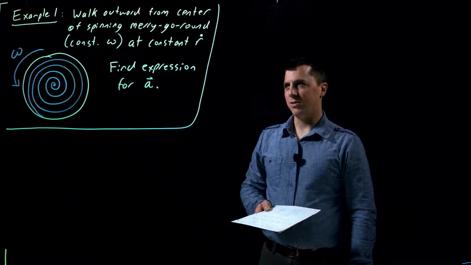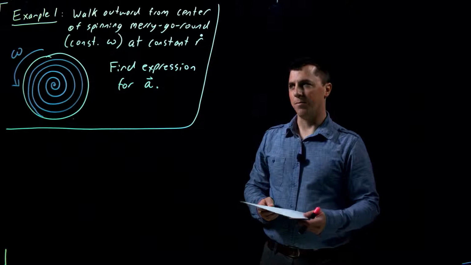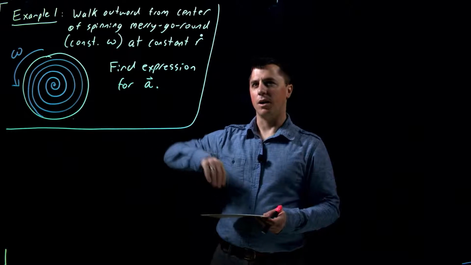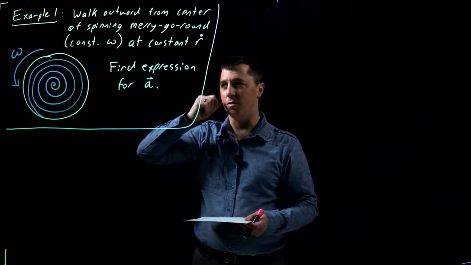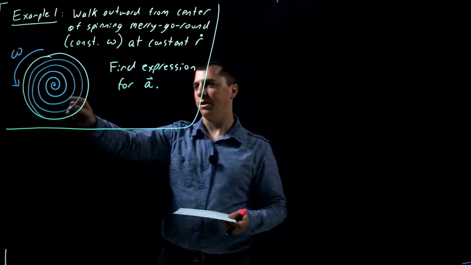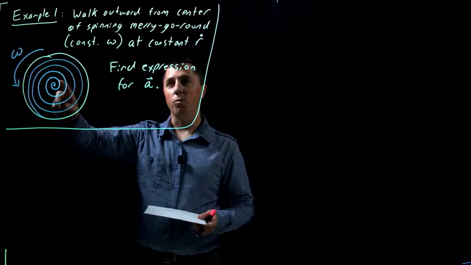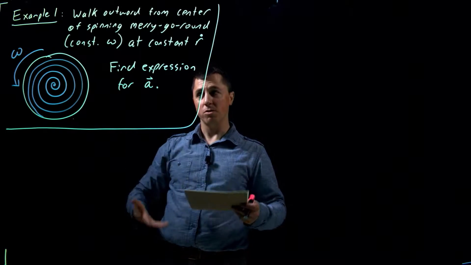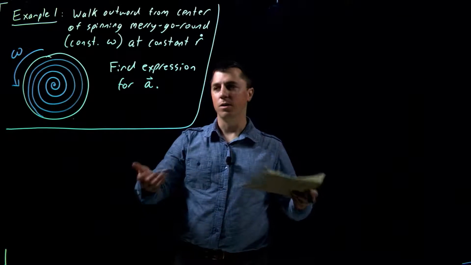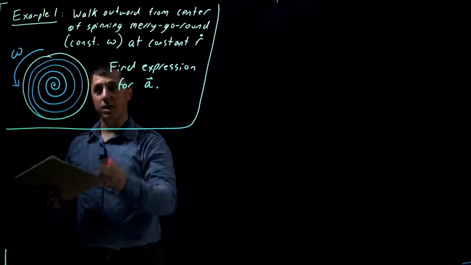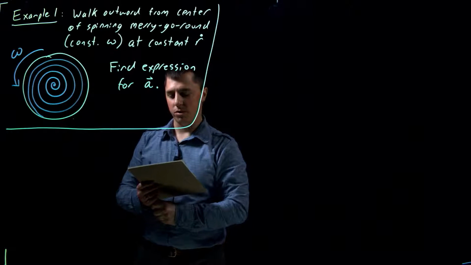Right, so in this first example we've got a spinning merry-go-round, spinning at a constant angular velocity. What we're analyzing here is somebody starting at the center and walking outward, from their perspective always walking directly outward. So from the walking person's perspective, they're continually going outward, but they're in this rotating reference frame.